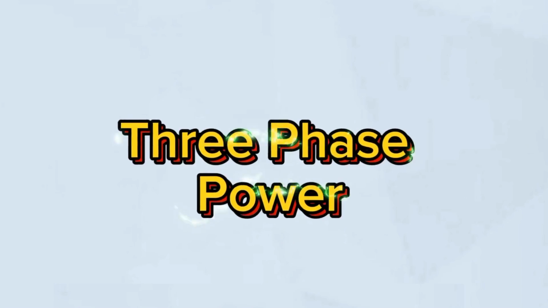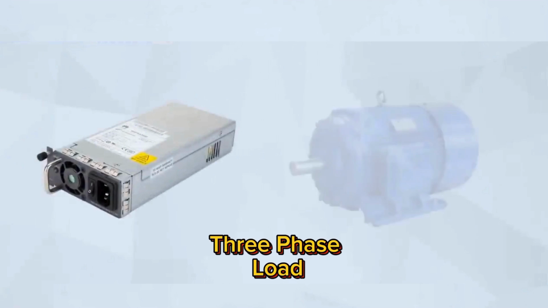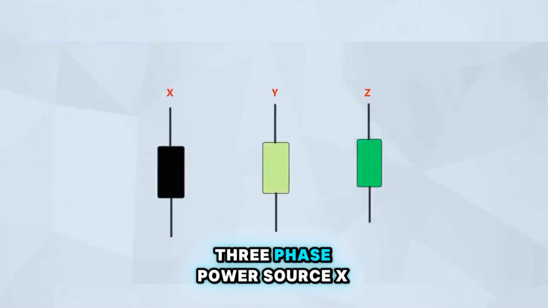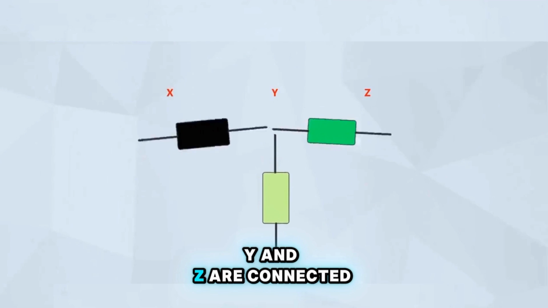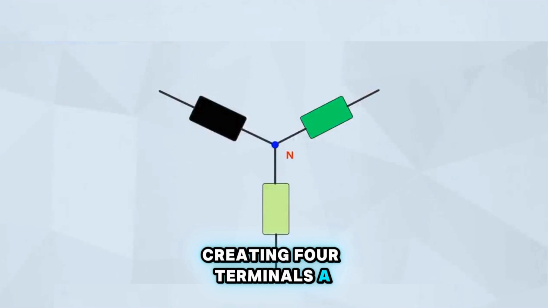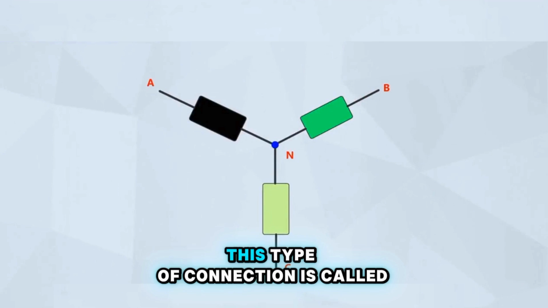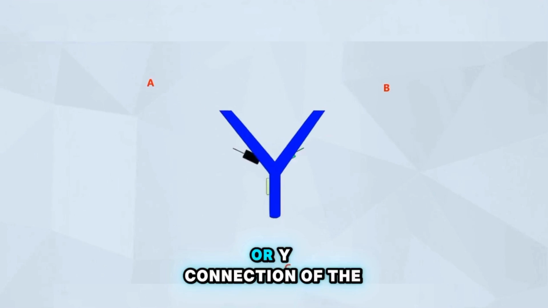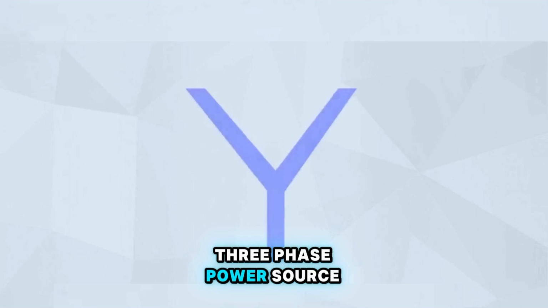Definition of three-phase power star connection. A star connection is a method of connecting a three-phase power source to a three-phase load. Each winding end of the three-phase power source, X, Y, and Z, are connected together to form a common point N, creating four terminals A, B, C, and N. This type of connection is called a star or Y connection of the three-phase power source.